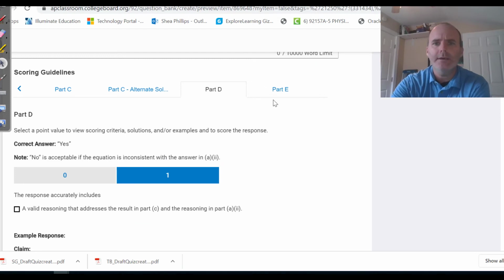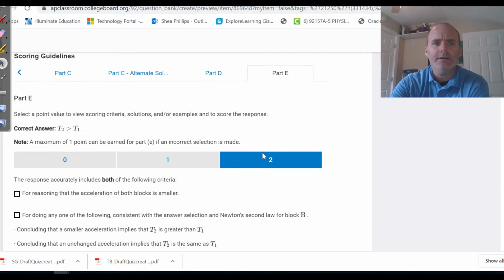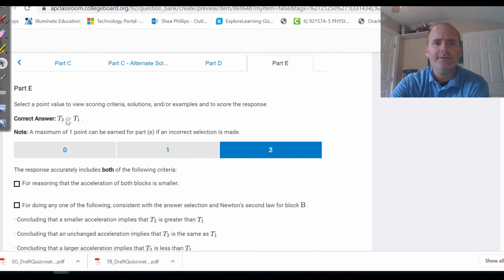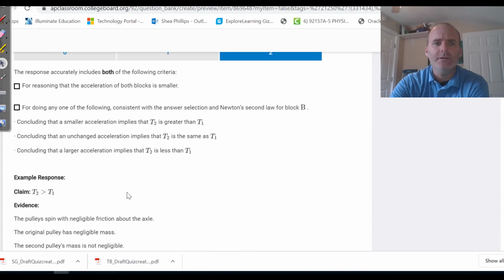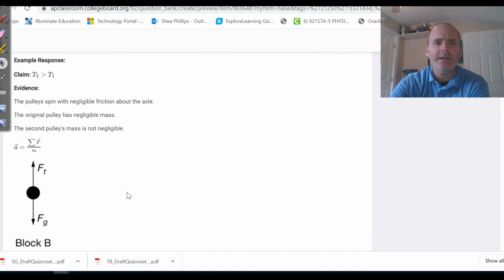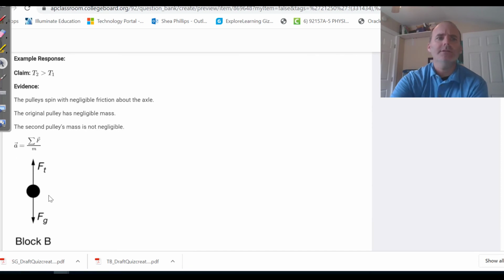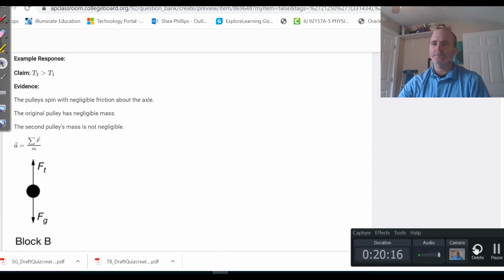Okay, and then part E, noting that T2 is greater than T1, and coming down here and having some kind of explanation using Newton's second law. All right, so this is a tough question. Hopefully you scored some points, and let me know if you have any questions.